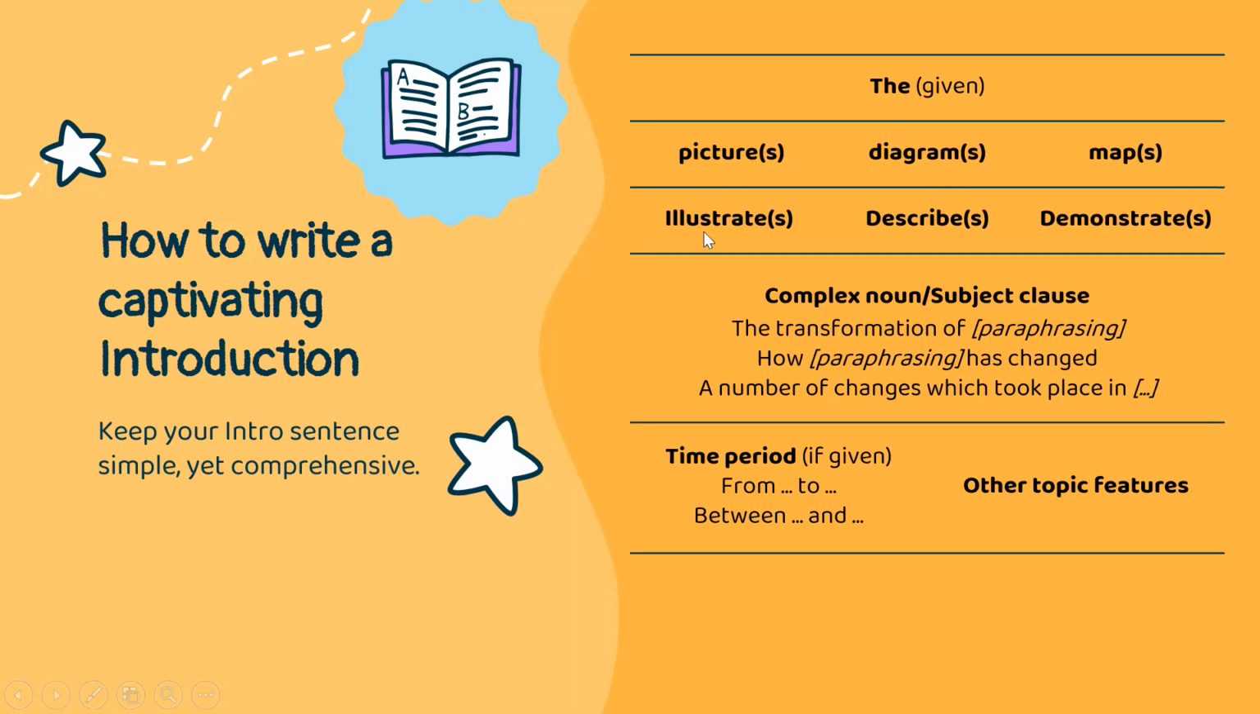And then go to the verb. Here are some examples that I gave you: illustrate, describe, demonstrate. And of course, don't forget the tenses. It's usually in simple tense, but you can be careful. And the next one, what does the map describe? You will add a complex noun here that describes the overall subject that has been described.